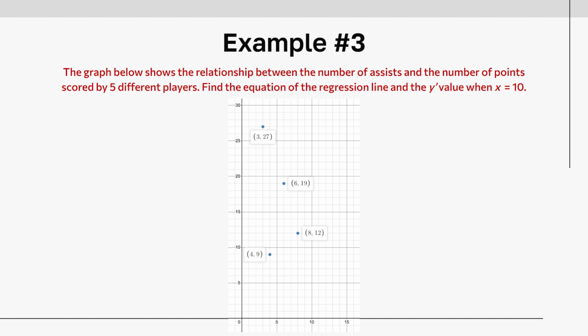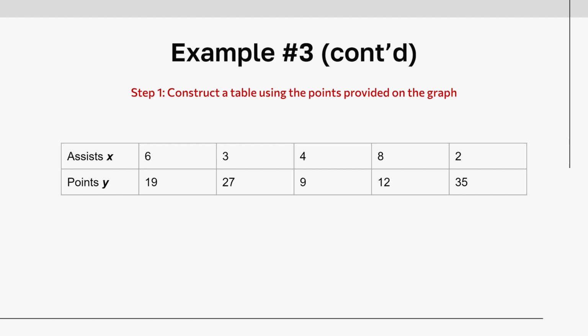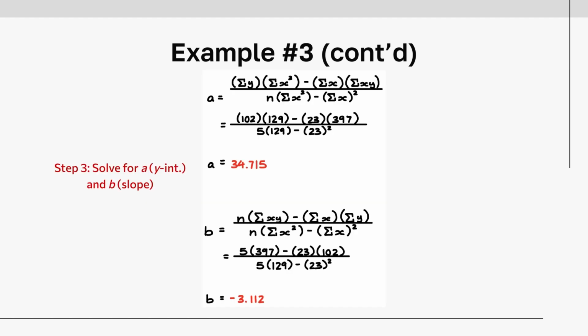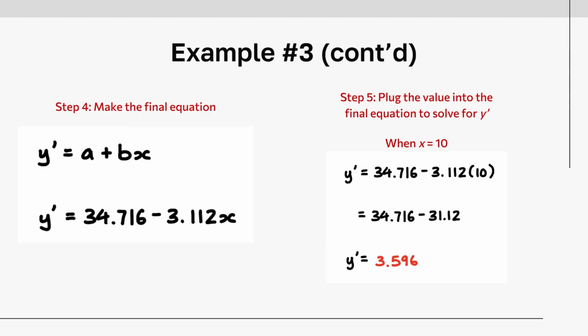Example 3, we need to find the regression line and the y' value when we're given x from this graph of values. Our first step is to construct a table using the points provided on the graph, then construct a table for the formulas, and then solve for our y-intercept and slope values. After that, for step 4, we find our y' formula, and then we can find what y' is equal to when we substitute x for 10, which is 3.596.